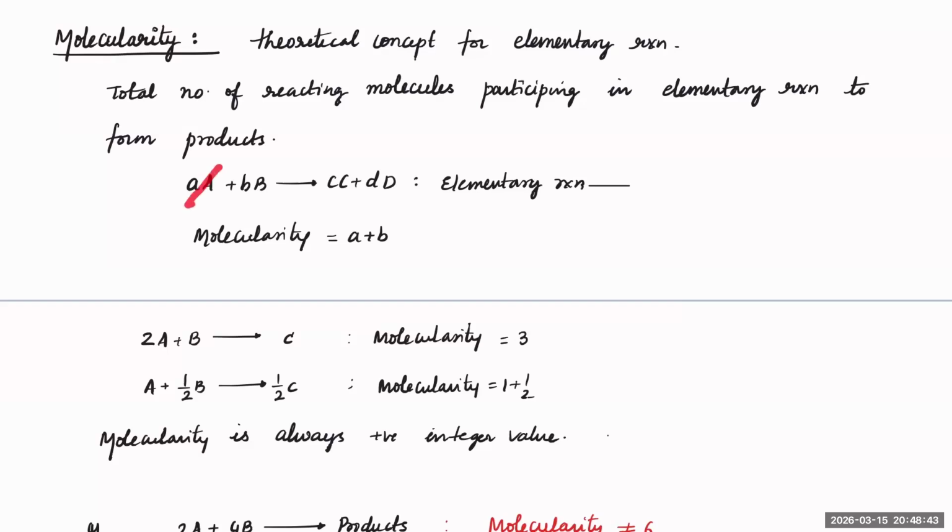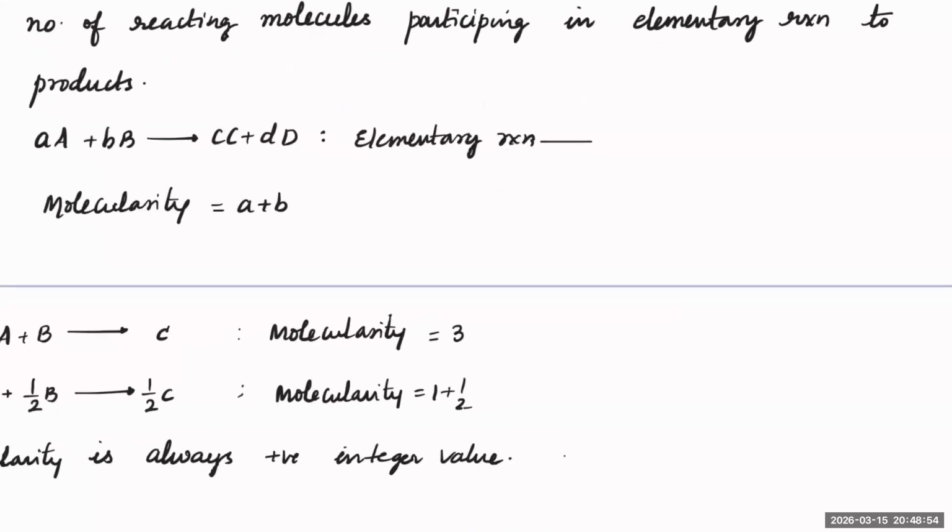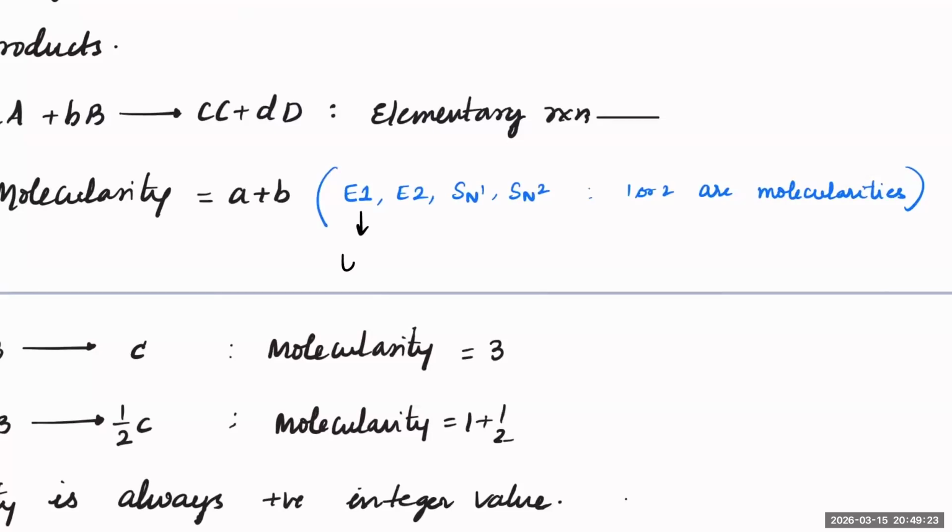That is, if A plus B is giving C plus D, considering that it is an elementary reaction, then the molecularity of the reaction is A plus B. That is this A plus B. Correct? You may recall that we have come across reactions like E1, E2, and we will be learning about SN1, SN2 like this. These numbers 1 or 2 are molecularities. These are all molecularities. Got it? That is, we call this E1 reaction a unimolecular reaction.